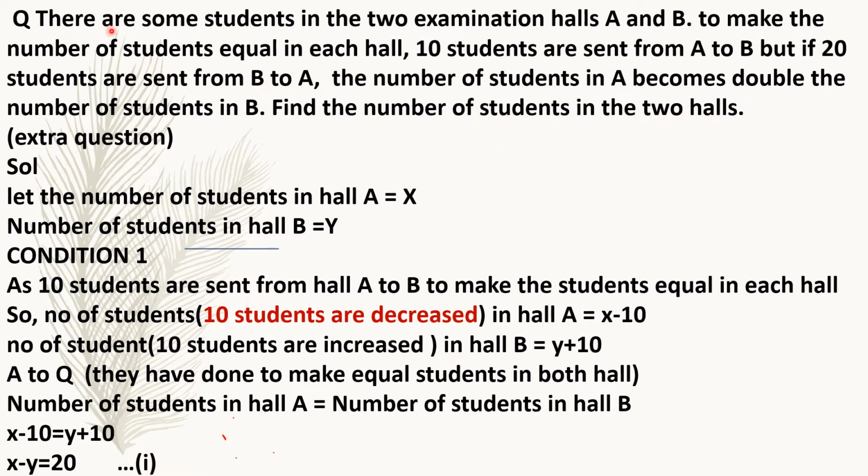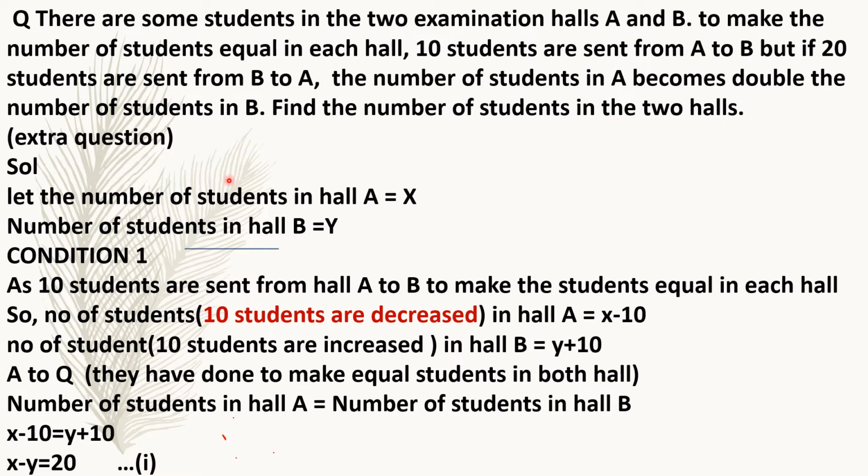First of all, we need to understand the concept of this question. We have two examination halls A and B. In condition first, it is given that to make the number of students equal in each hall, 10 students are sent from A to B. But after it, if 20 students are sent from B to A, the number of students in A becomes double the number of students in B. So our question is how many students are in hall A and B.